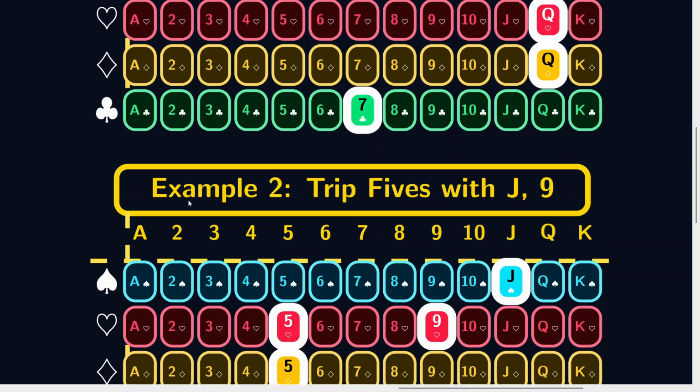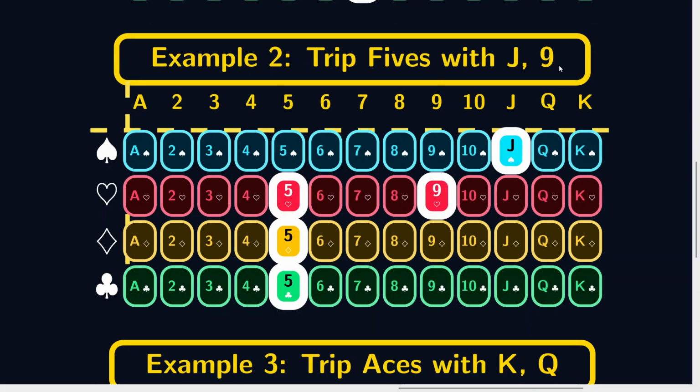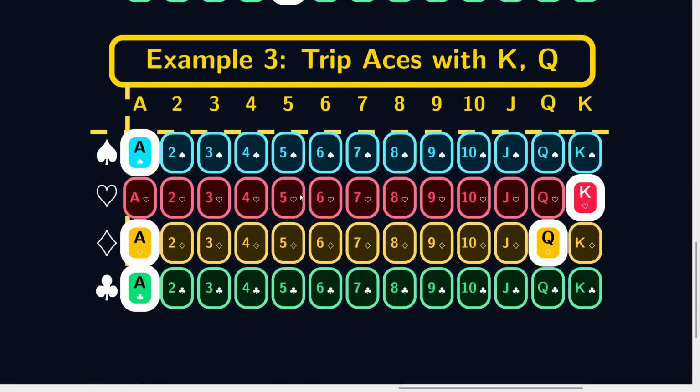The second example is Trip 5s with a Jack of Spades and a 9 of Hearts. The 5 column shows 3 highlighted boxes: the 5 of Hearts, the 5 of Diamonds, and the 5 of Clubs. The Jack column shows 1 box, the Spades row, and the 9 column shows 1 box, the Hearts row. The third example is Trip Aces, with a King of Hearts and a Queen of Diamonds. The Ace column has 3 boxes lit up: the Ace of Spades, the Ace of Diamonds, and the Ace of Clubs. The King column has 1 box highlighted, the Hearts row. The Queen column has 1 box highlighted, the Diamonds row. The pattern is consistent across all 3. 1 tall column and 2 quiet single dot columns standing apart from it.